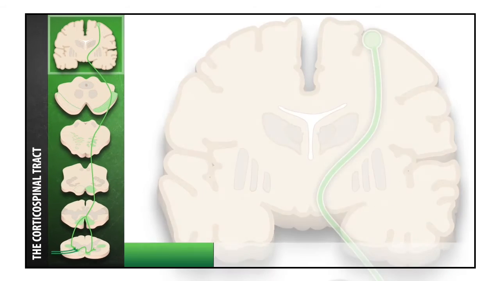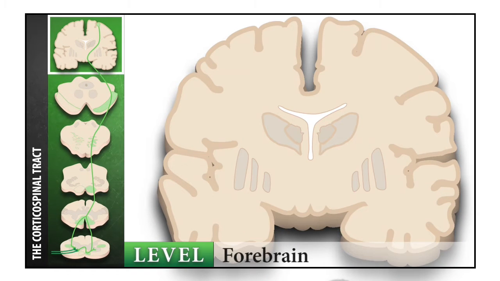The corticospinal tract. The corticospinal tract originates from the cortex. Descending fibers form the corona radiata and converge to pass through the posterior limb of the internal capsule.